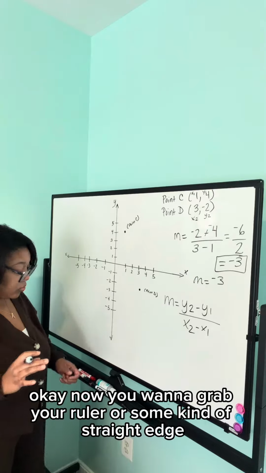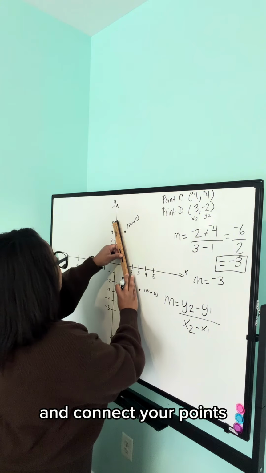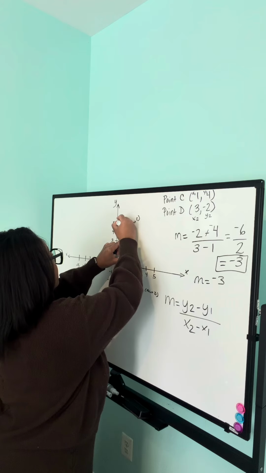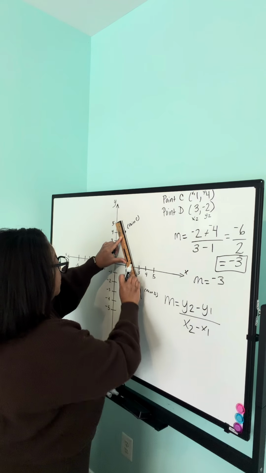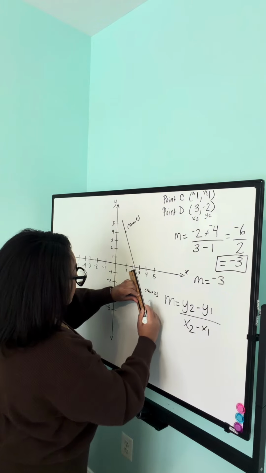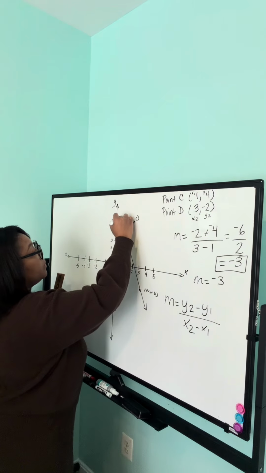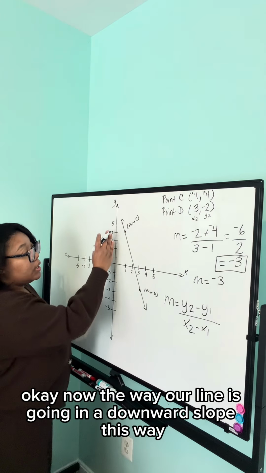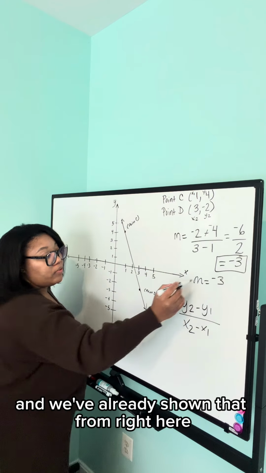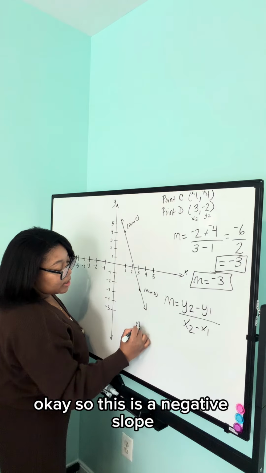Now you want to grab a ruler or some kind of straight edge and connect your points. Okay, now the way our line is going in a downward slope this way means that our slope is negative. And we've already shown that by doing the slope formula. So this is a negative slope.